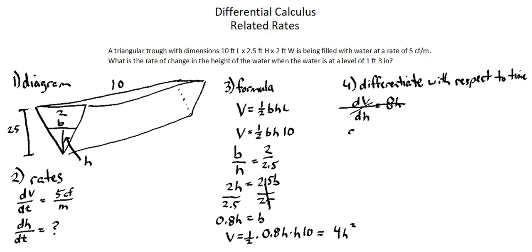So the differentiation with respect to time is going to be the differentiation with respect to height, 8h, times the differentiation of height with respect to time. This is the related rate concept that we're implementing in this equation. Now we can go to the final step. Step 5, substitute and solve.